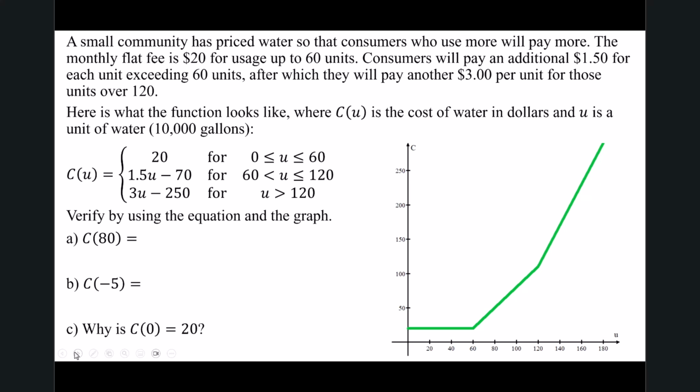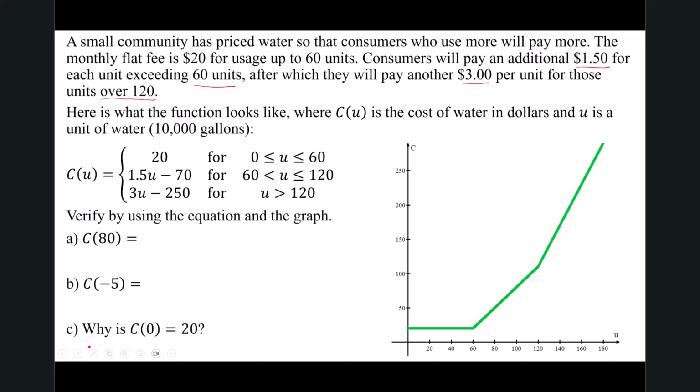For this function, a small community has priced water so that consumers who use more will pay more. The monthly flat fee is $20 for usage up to 60 units. Consumers will pay an additional $1.50 for each unit exceeding 60 units, after which they will pay $3 per unit for those units that are over 120.